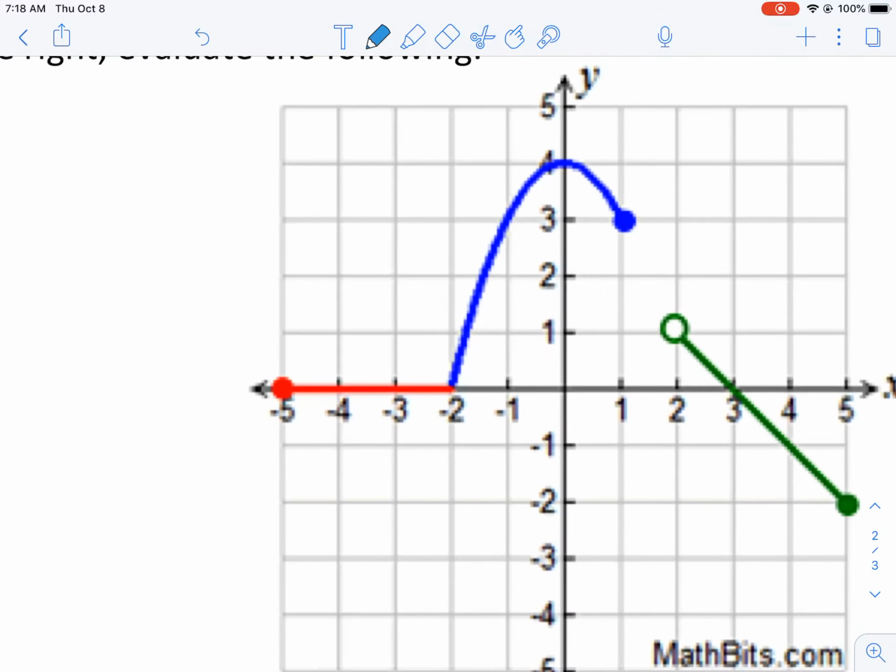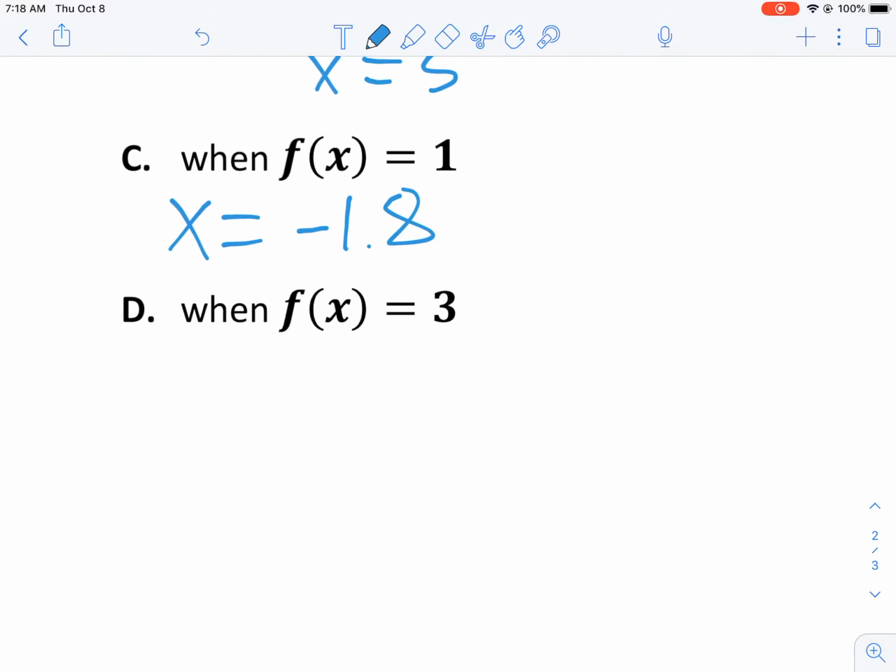When does f of x equal 3? Draw a line at 3. Here it actually touches twice. It touches once down over here at -1, and it touches once here at 1. So this one will have 2 answers: x equals -1 and x equals 1.